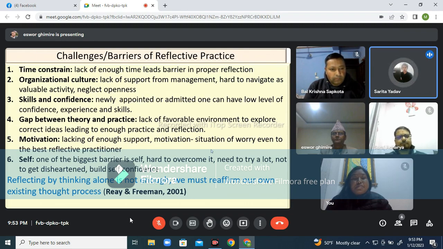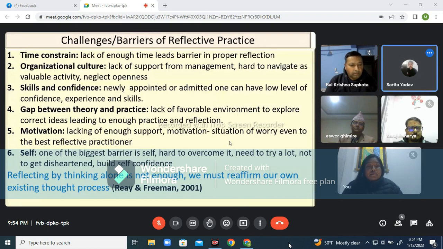Then organizational culture, lack of reflective practitioners. Motivation means it requires self motivation, self desire to do something. So if we don't have motivation, we cannot perform well. Then self, one of the biggest barriers is self, hard to overcome. It needs to try a lot, not to get disheartened, build self confidence. Of course, everything starts from self. If we do not initiate by ourselves, we cannot perform anything else.